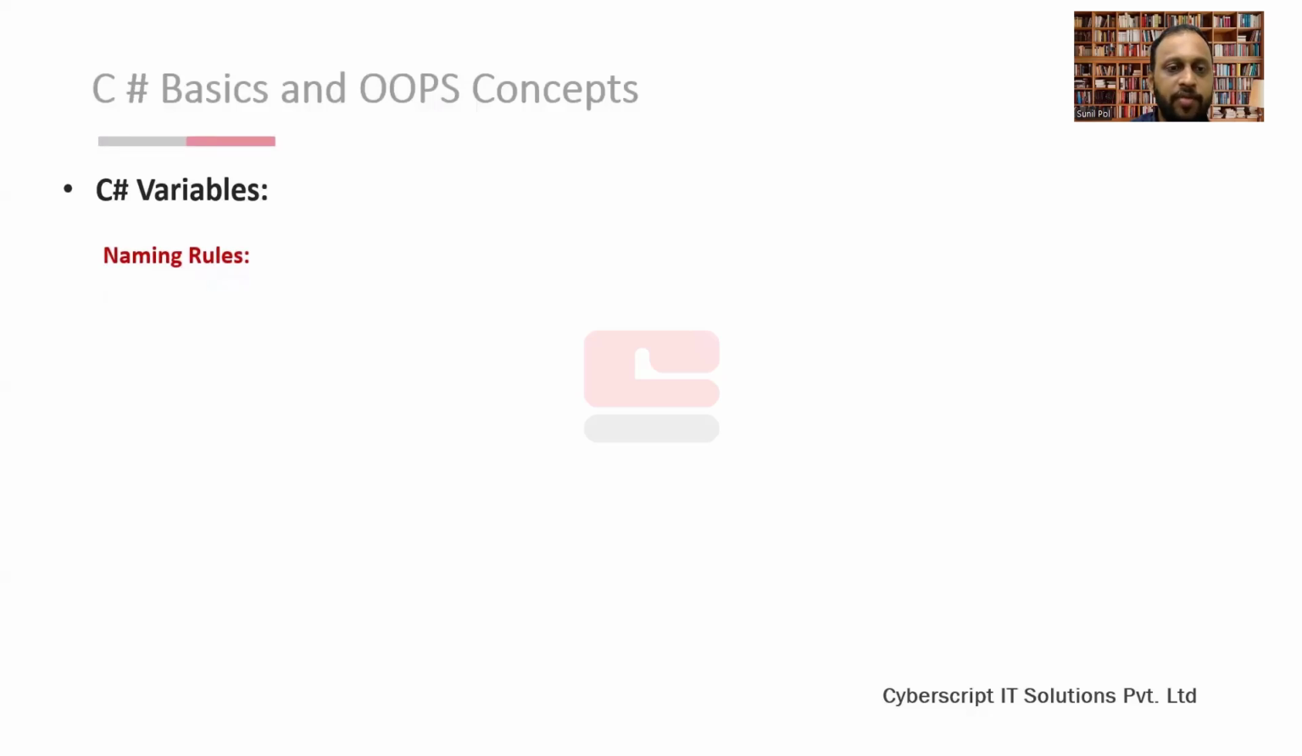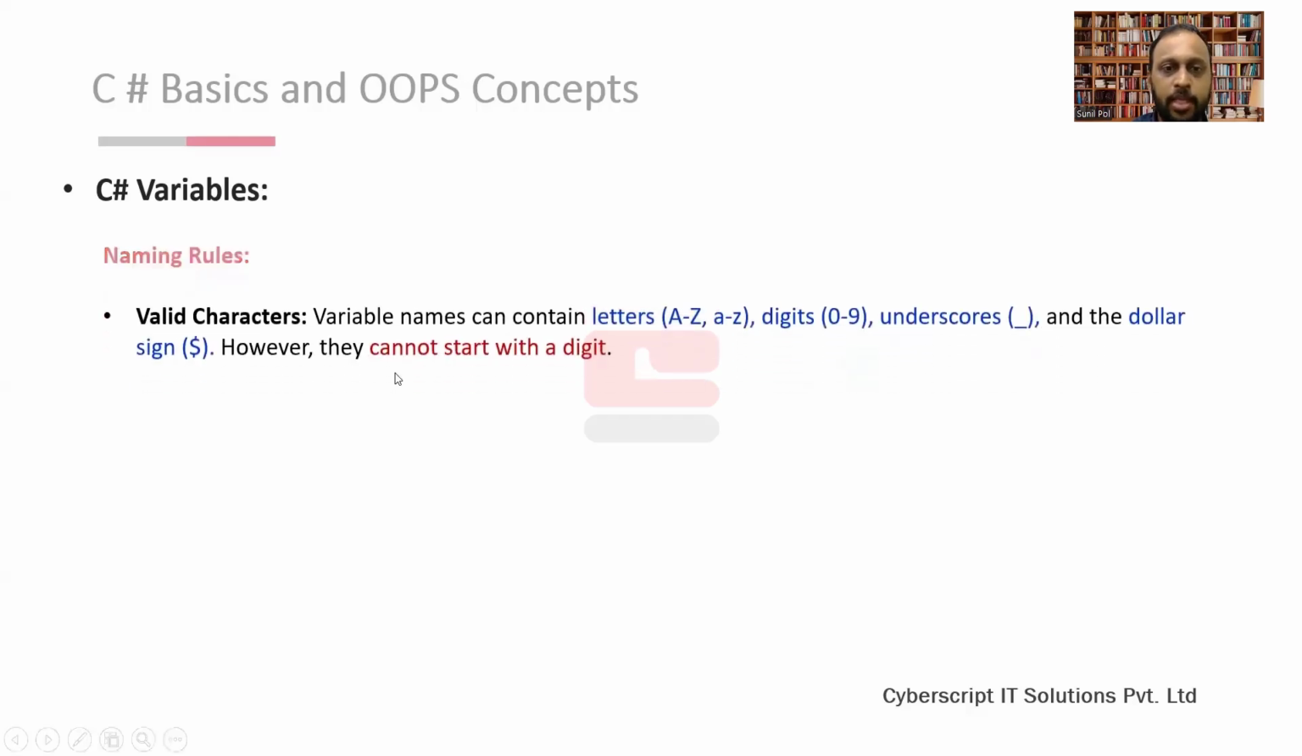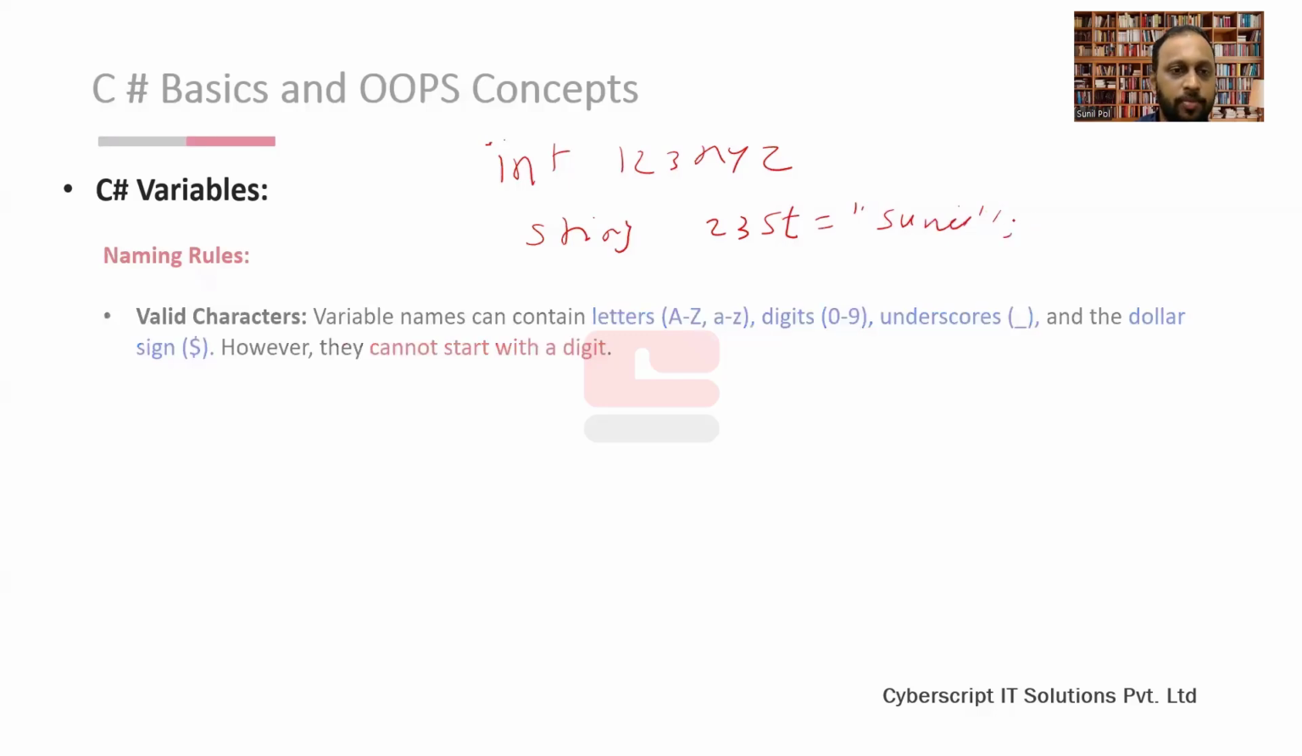Naming rules. Whenever we declare variables in our code, we need to follow some naming rules. Valid characters: variable names can contain letters, digits, underscores, and the dollar sign. However, they cannot start with a digit. So in C#, this is not allowed: int 123xyz, or string 235t is equal to Sunil. This is not allowed in C#.